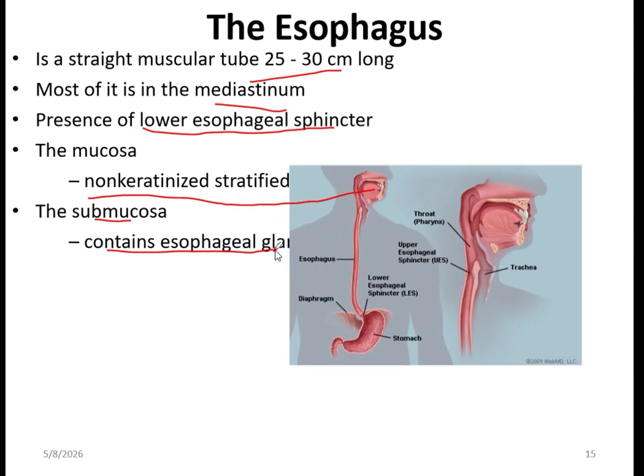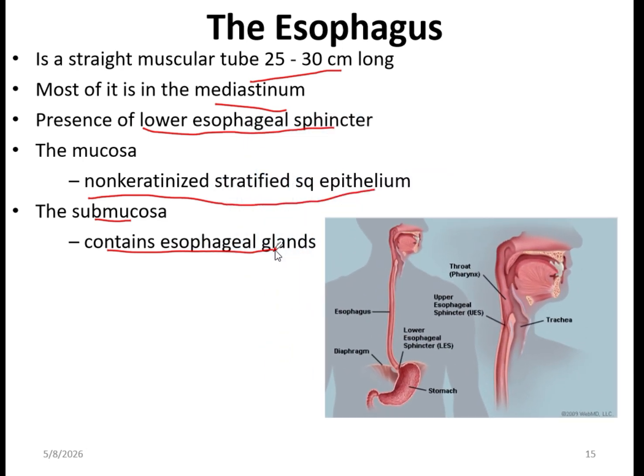You can see here, this is the esophagus, and the length is approximately 25 to 30 centimeters. This is the diaphragm, and this is the stomach connected, and this is the sphincter known as the cardiac sphincter. Here you can see the lower esophageal sphincter. Lower esophageal sphincter, otherwise you can call it the cardiac sphincter, right?